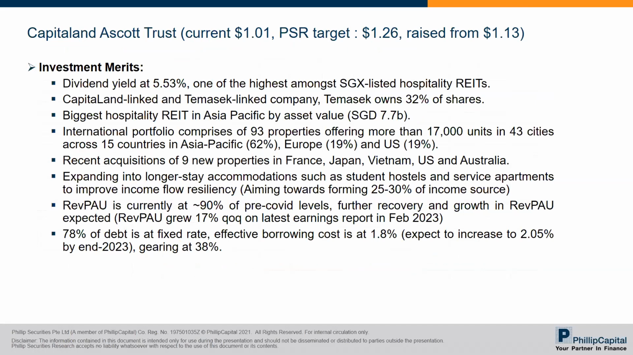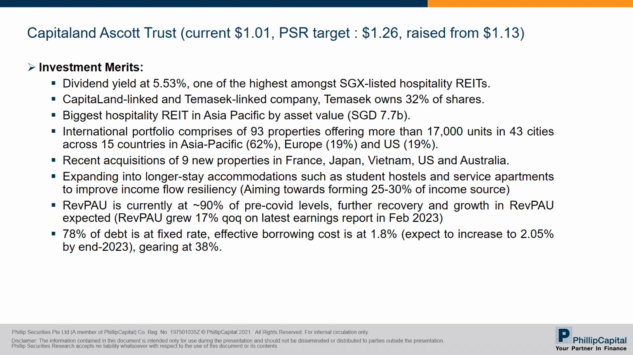Okay, then the second counter that we look at is CapitaLand Ascott Trust. This one is currently trading at 1.01. This one is the correct price, 1.01. Dividend yield is at 5.53%, still one of the highest among hospitality REITs. And the good thing about this Ascott Trust is that it is a Temasek link. It's a CapitaLand company, Temasek link, and Temasek owns almost one-third of the shares. So in terms of support, the government support is definitely there.